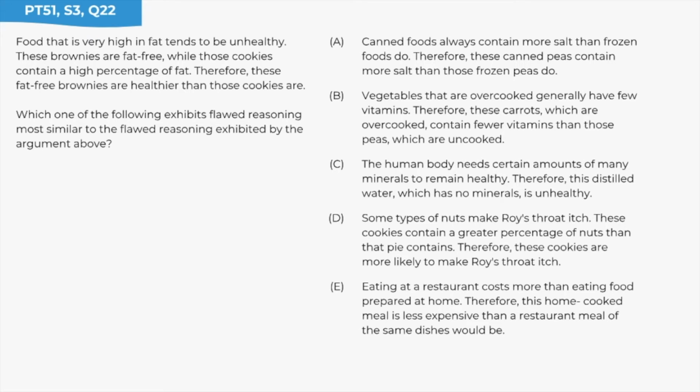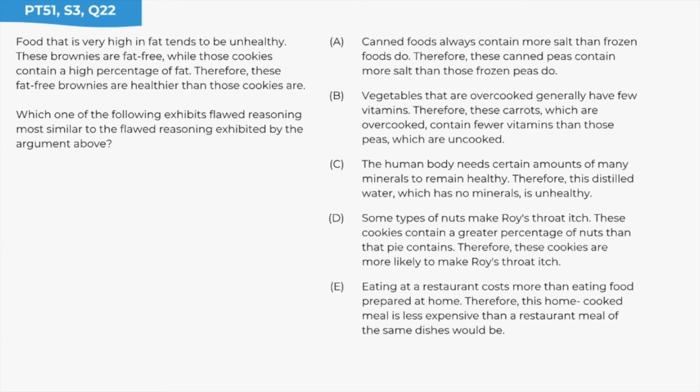Now, that does not necessarily mean that the cookies are healthier than the brownies, or, let's say, that the brownies are healthier than the cookies. Just because they're fat-free, we don't actually know anything about fat-free foods. There are many other things that could lead them to being unhealthy. So to make the comparison that these fat-free brownies are healthier than these cookies doesn't follow from the evidence that's given.